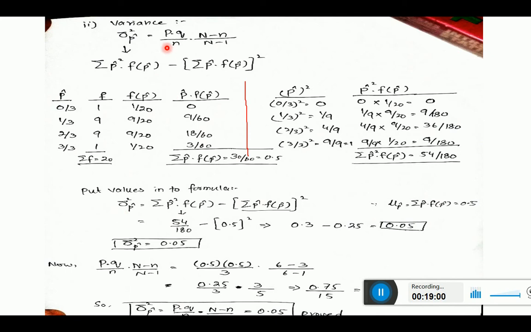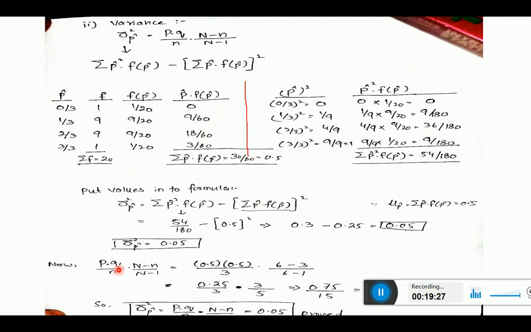Now we need to calculate the right hand side, that is p dot q divided by n into capital N minus small n divided by capital N minus 1. Just put the values in the formula. Here p is 0.5.